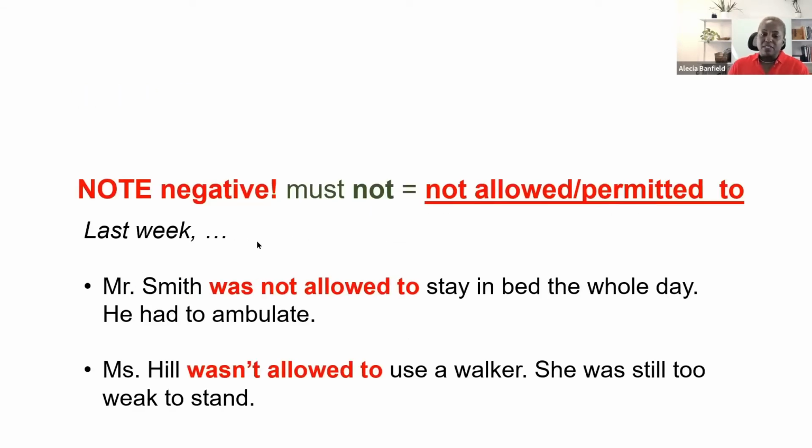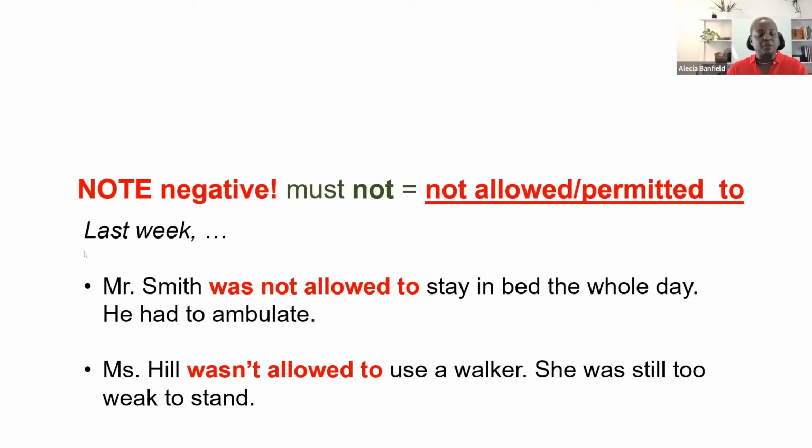But now let's come to the negative. And the negative, when talking about must and obligation, is completely different. Why? I will explain more about that in the next tutorial, quick tutorial 20. But for now, just accept that if you're talking about obligation in a negative sense, what we say is either not allowed or not permitted to.